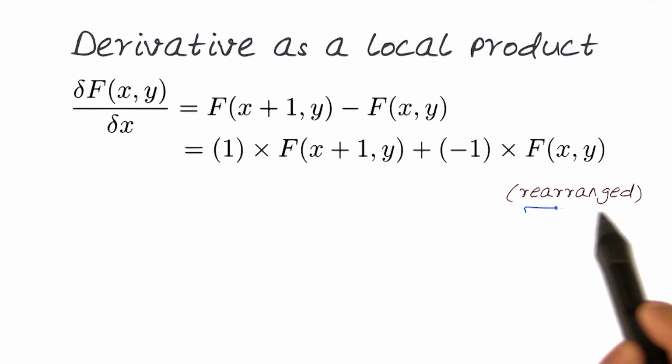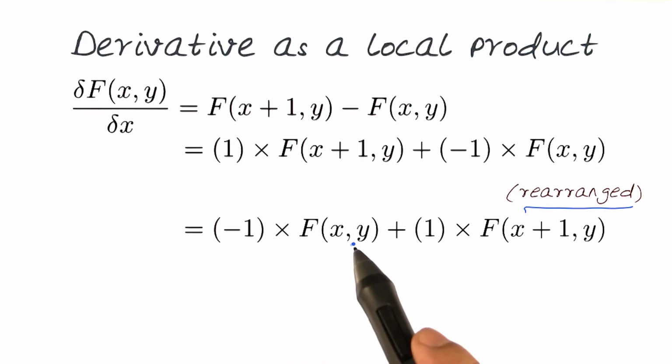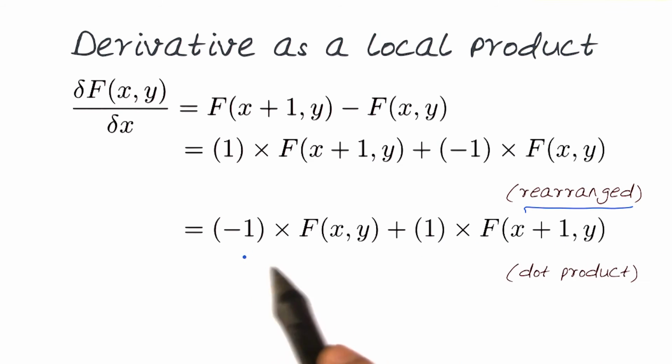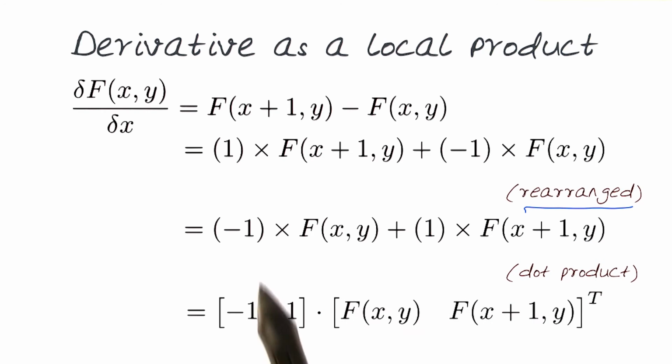Let's rearrange this whole term. So when rearranged, now we've moved the negative term in front and the positive term later. Of course, we can rewrite this form as a dot product of the minus 1 and the 1 as a simple vector, and then of course the f(x, y) and f(x plus 1, y) as the other one. So this dot product is basically now in essence how we could compute something like this.